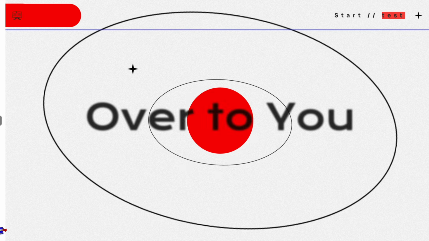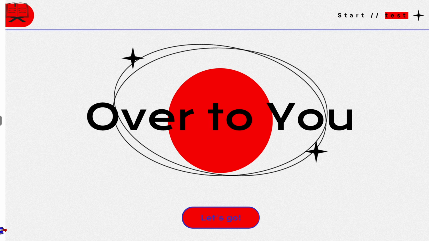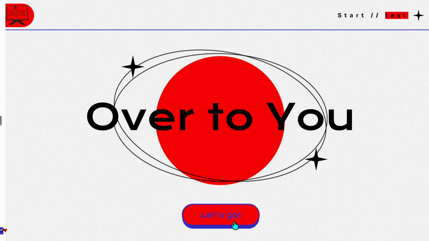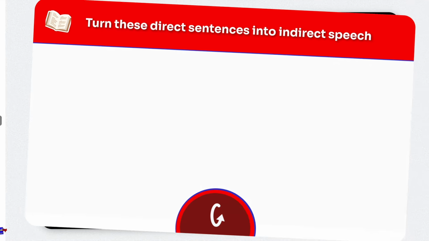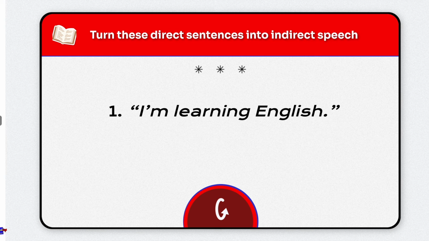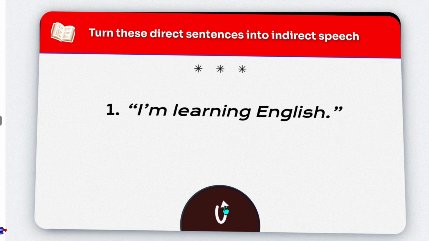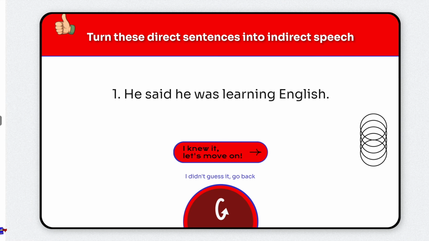So now, over to you. Pause and transform the sentences that I will show you into indirect speech. Write them down. For the first one, I'm learning English. Reported. Pause if you need to. Let's check it. He said he was learning English. If you did well, good for you.